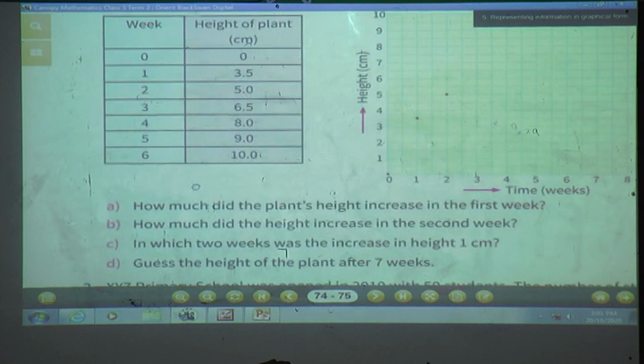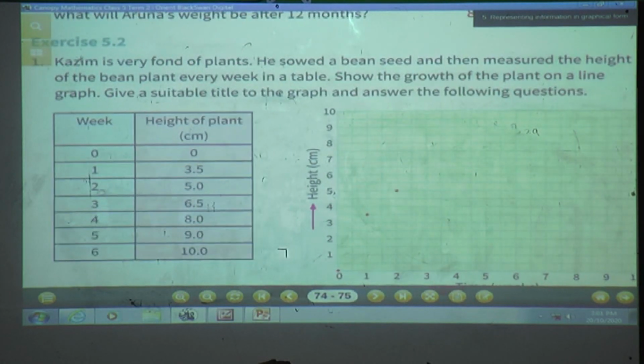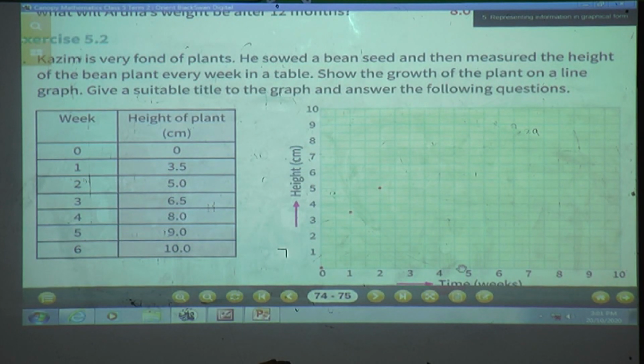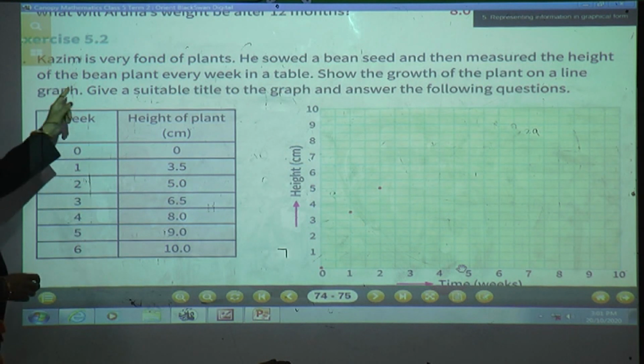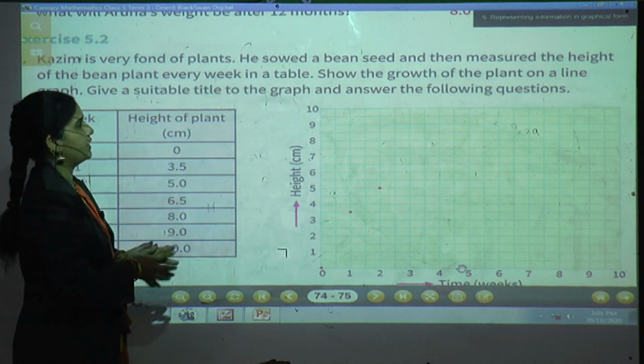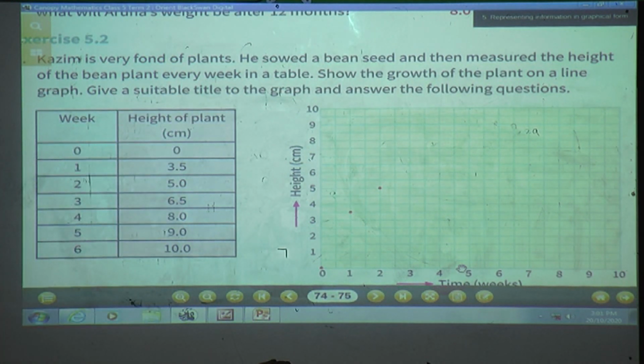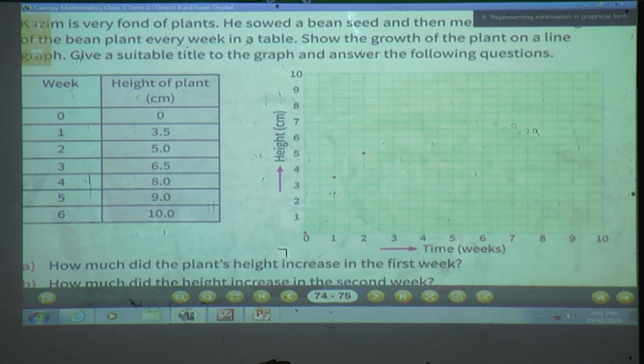Read the question. Kazim is very fond of plants. He sowed a bean seed and then measured the height of the bean plant every week in a table. Show the growth of the plant on a line graph. Give a suitable title to the graph and answer the following questions. Okay, so just give the title also and answer the following questions also. First of all, show the line graph.